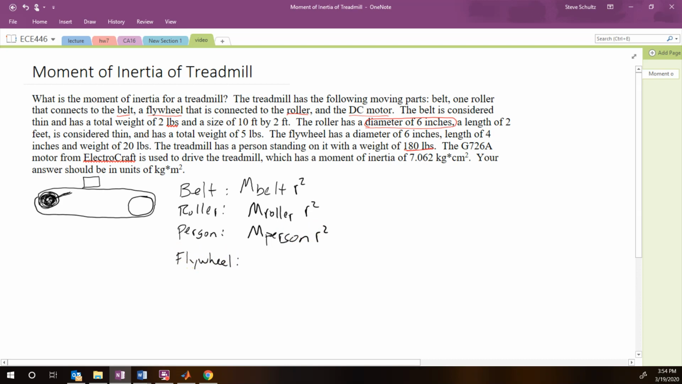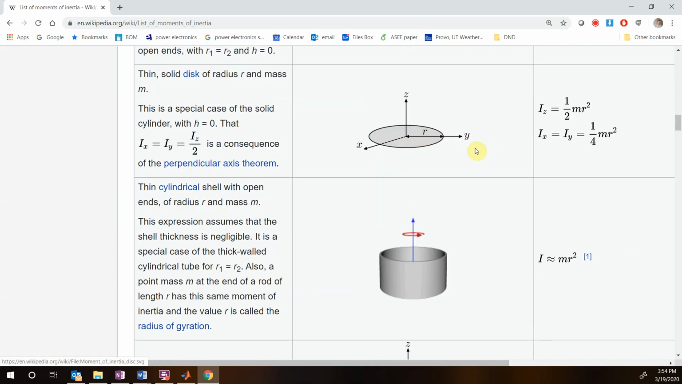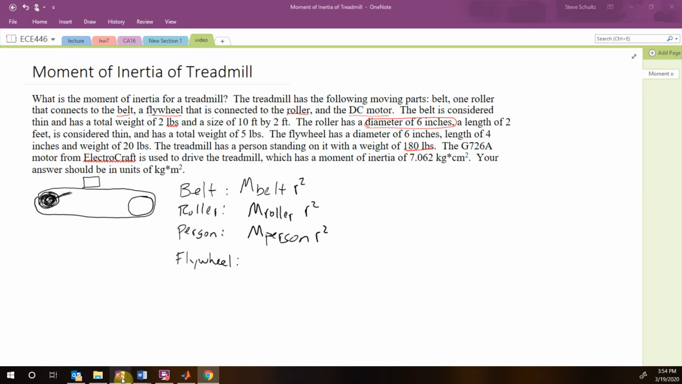Now the flywheel is solid, so we're going to treat that as a disk. So it's going to be 1/2 mr squared. And then we have our motor, which gives us the value directly, so we don't have to use an equation at all. So now we've got to convert everything over to the right units.